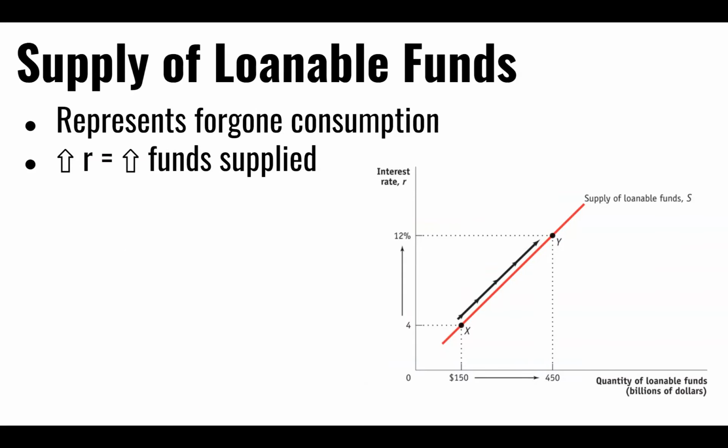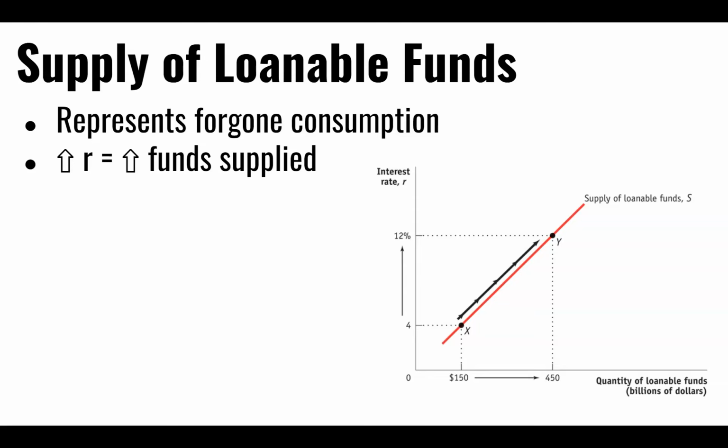The supply of loanable funds represents foregone consumption. People are putting money into the banking system and receiving interest for their deposits. And so the higher the interest rate that you can receive for your money, the more likely you are to make money available to lend out to other people. You're not going to be able to spend it because you're letting somebody else spend it. And so the way to compensate you is to give you a higher rate of interest.